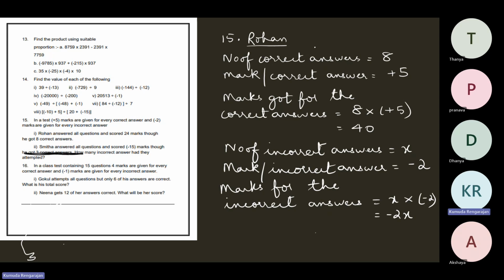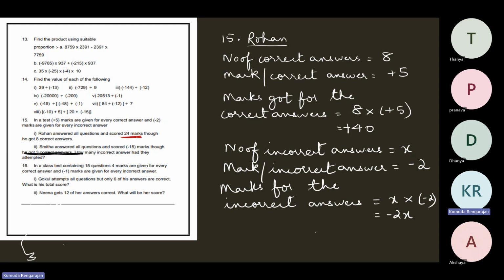So the number of correct answers is 8. Mark for every correct answer is plus 5. So the total marks he's got for answering 8 answers correctly is 8 into plus 5. 8 fives are 40. So a positive 40. Number of questions answered incorrectly, we don't know. So X. And the mark for every incorrect answer is minus 2. So the marks for all the incorrect answers will be X into minus 2. So minus 2X.